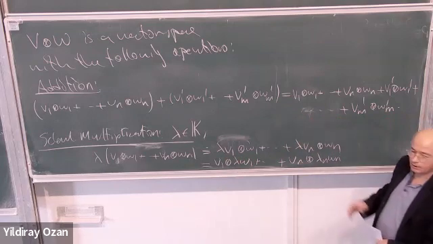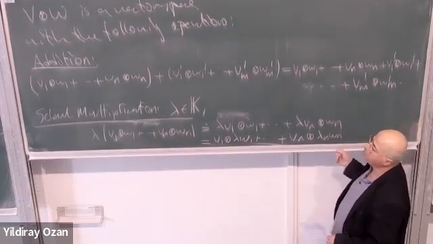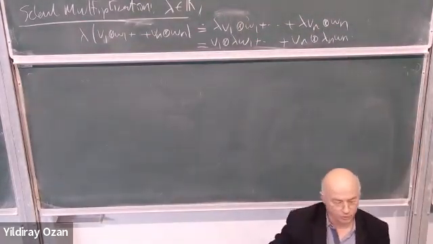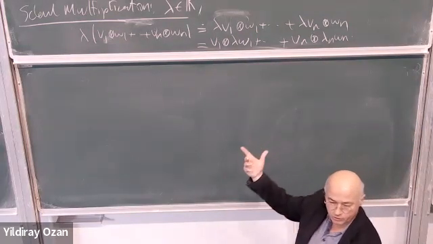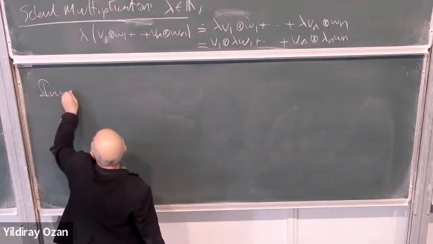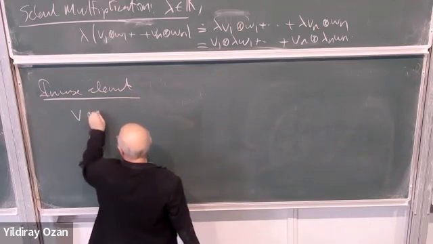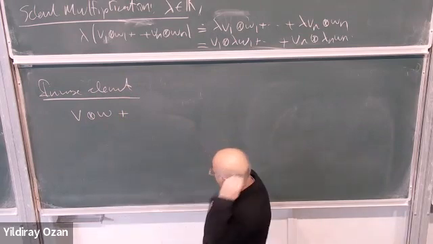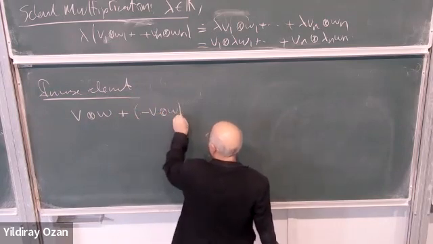With these operations, the tensor product V tensor W becomes a vector space. Of course, one has to prove all the things. For example, what is the inverse of such an element? What is the inverse of this? Inverse element. What is the additive inverse of this? Well, look at this one, minus V tensor W.